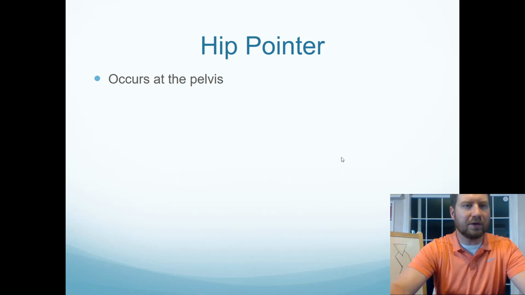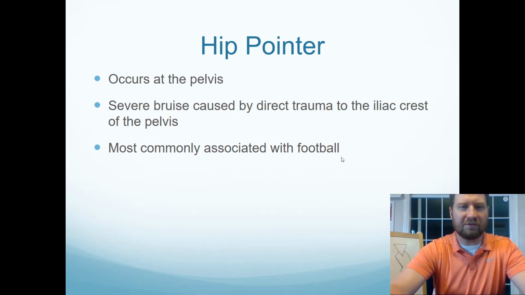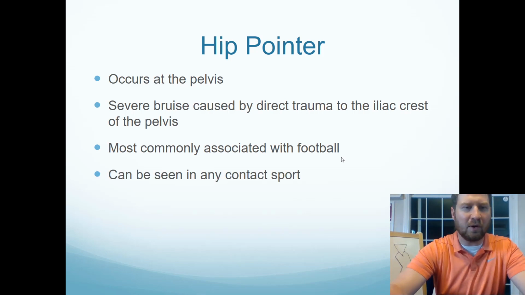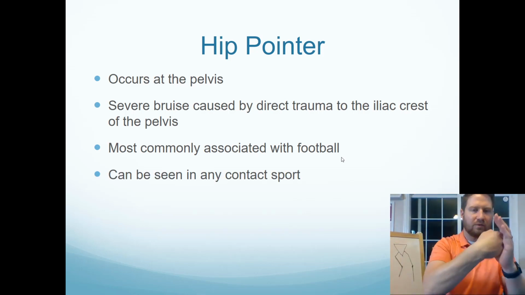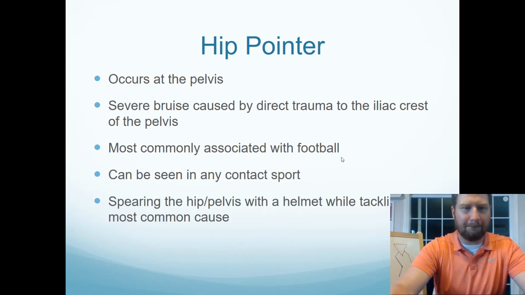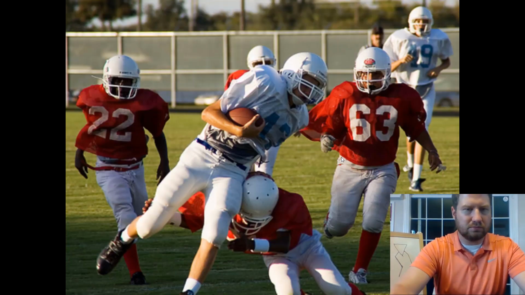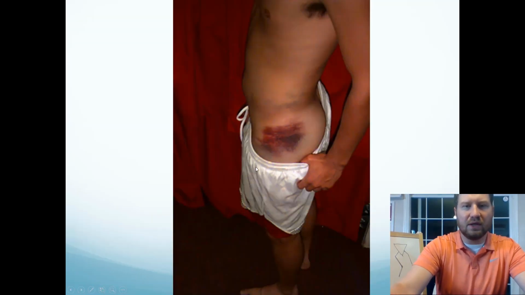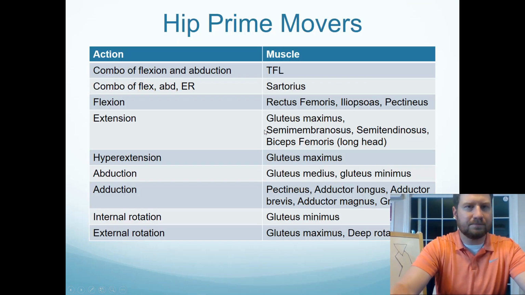Okay? And our hip pointer occurs at the pelvis, where there's a severe bruise caused by direct trauma to the iliac crest of the pelvis. See it a lot in football, where a helmet comes in and hits right at the hip. Okay? That's what it's going to look like. You're going to get a nice bruise. Okay? They're going to limp for a little bit because the muscles that are underneath there, your gluteus, your TFL, gluteus minimus, gluteus medius, are all going to be in a little bit of sad shape for a little bit.